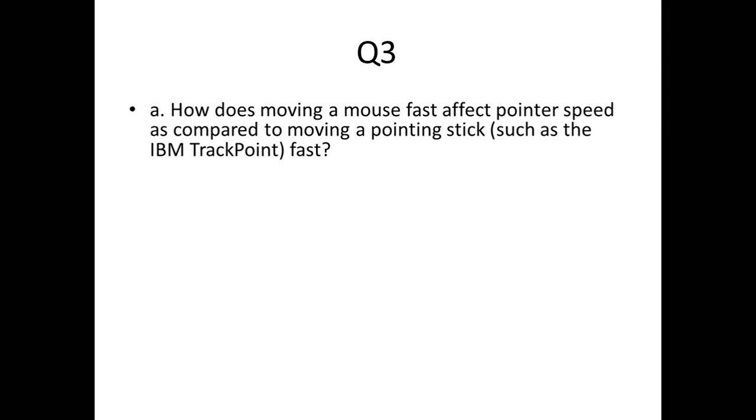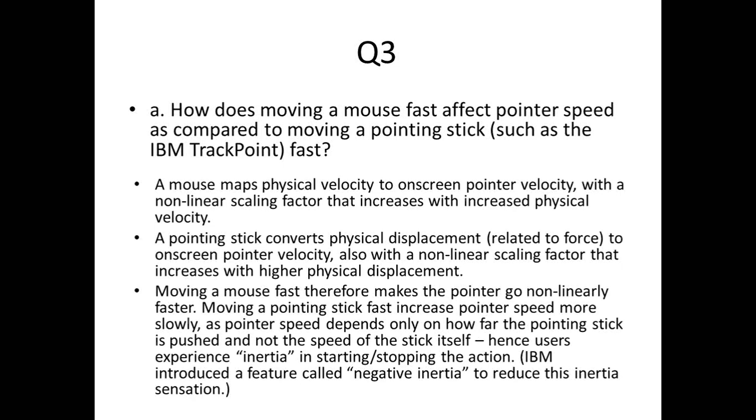Question 3. How does moving a mouse fast affect pointer speed as compared to moving a pointing stick fast? A mouse maps physical velocity to on-screen pointer velocity with a nonlinear scalar factor that increases with the increased physical velocity. A pointing stick converts a physical displacement, which is related to force, to on-screen pointer velocity, also with a nonlinear scaling factor that increases with a higher physical displacement.